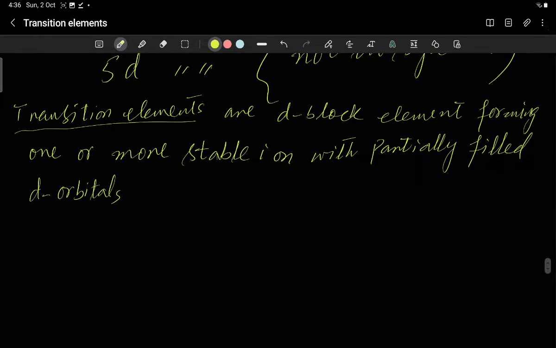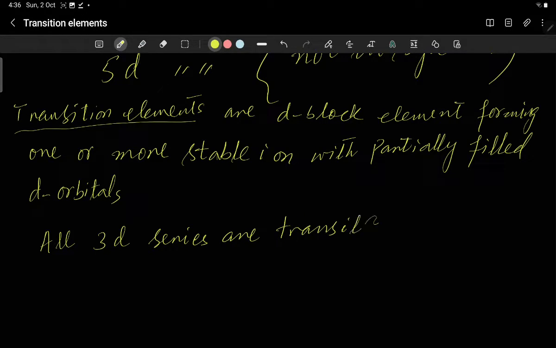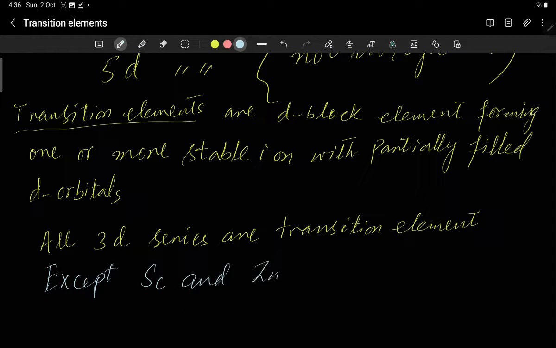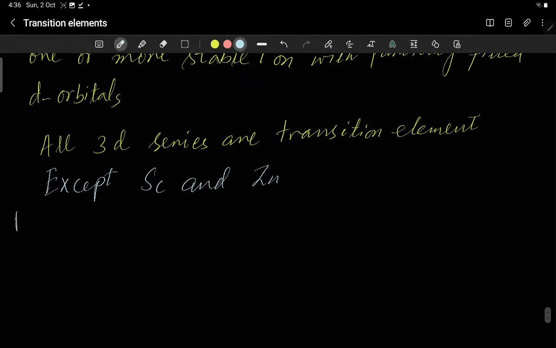So all the transition elements are d block elements, but not all d block elements are transition elements. All 3d series are transition elements except scandium and zinc. So it is very important to know that scandium and zinc are not transition elements.